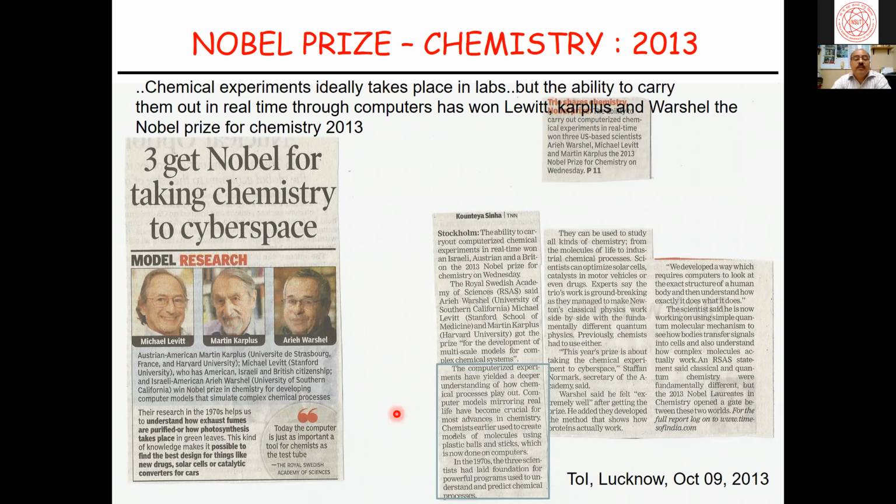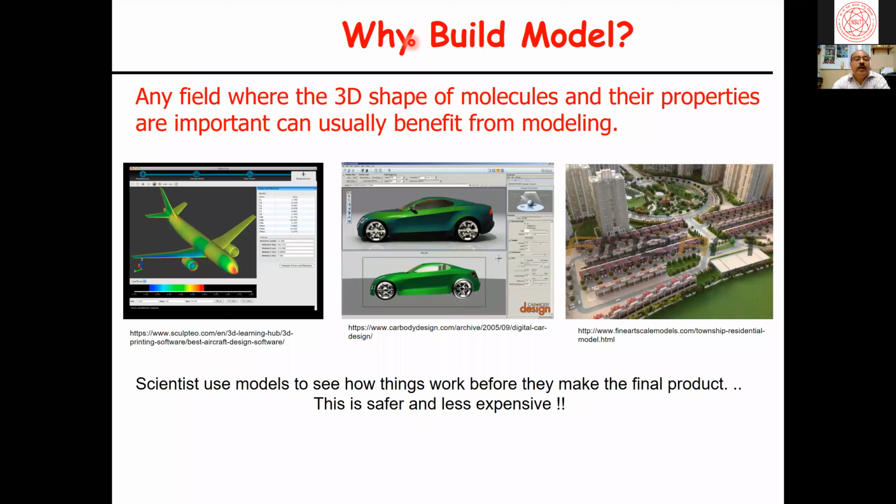So the idea of showing this paper cutting from the year 2013 is to highlight that computers have now grown in stature and play a very crucial role, and this can't be ignored in the current area of modern drug discovery. So why do we build models in the first place?